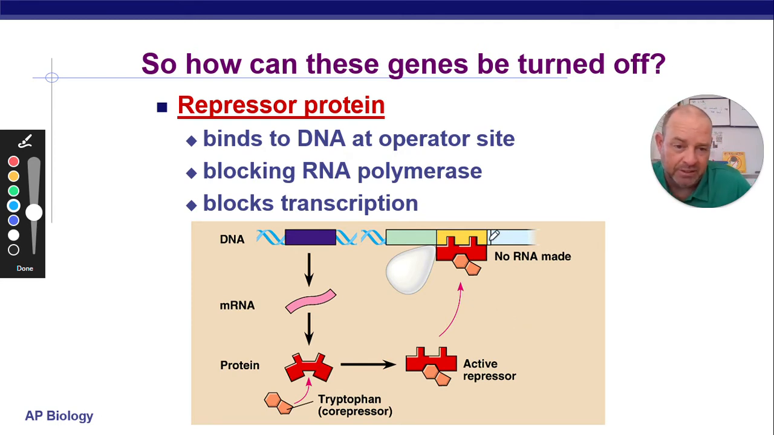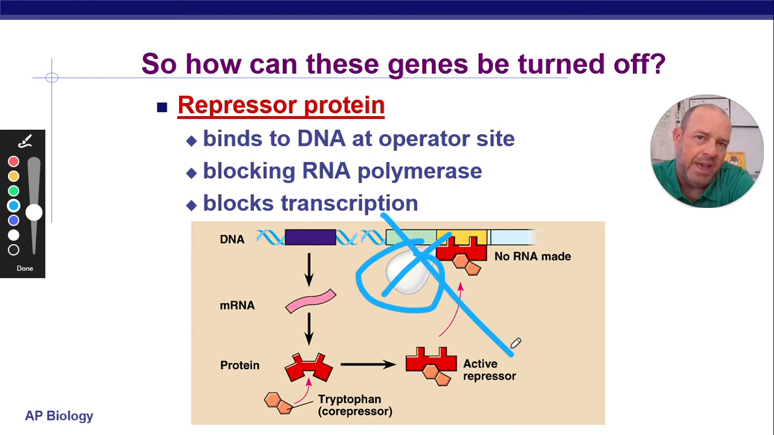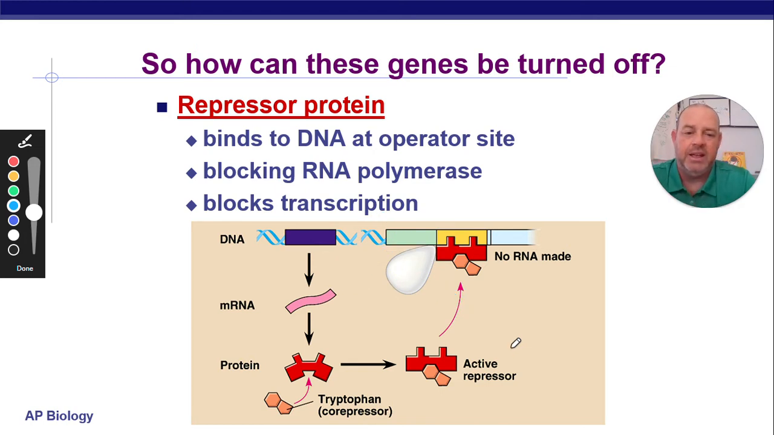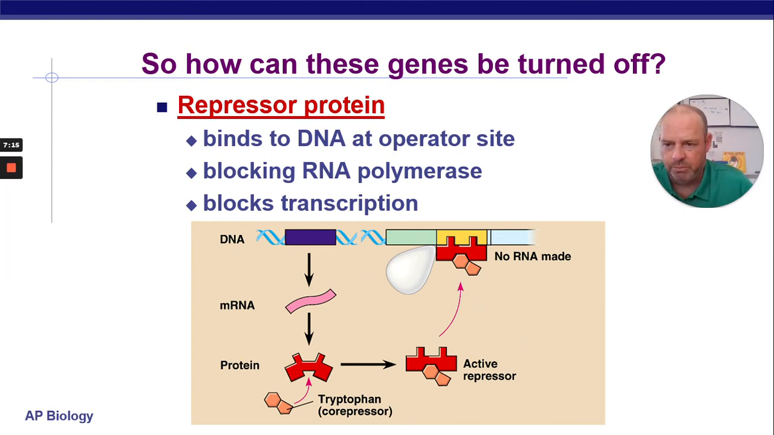And this basically, I mean, look at this big red complex right here, this big red repressor protein. It's just a physical roadblock. It's not going to let anything go by, right? So the polymerase cannot get onto that, and now you're not going to have any transcription. Okay, so it's going to shut down transcription by putting a repressor protein there.